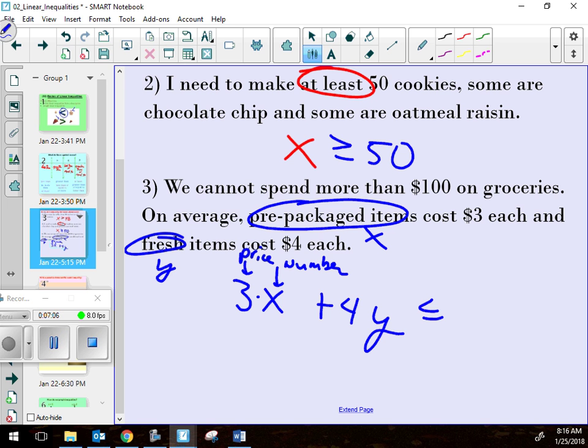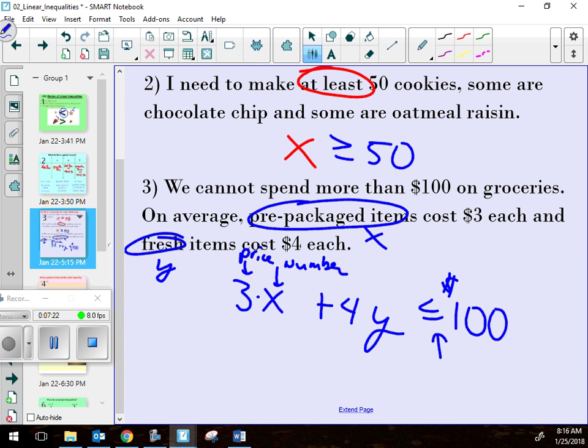Why are you saying less than or equal to? Don't we always want more stuff? Yeah, can't spend more than 100. So I can spend 100. So that's why it's or equal to. So very good. That's perfect.